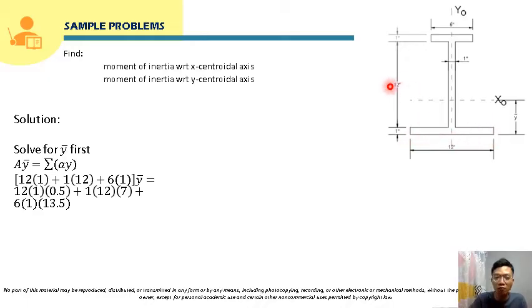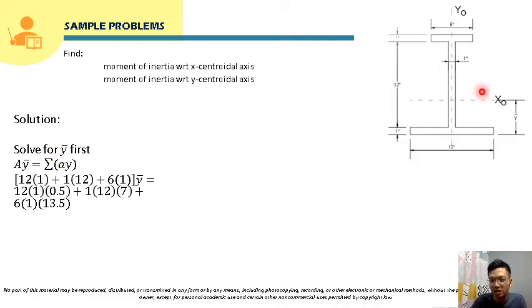So we will solve for the total area by solving each area, no? So this will just be 12 times 1 for this area, or this area, pwede din. Okay, so also 1 times 12 for this area. Okay, and then plus 6 times 1 for this area. Okay, so this will be times y bar is equal to summation of Ay.